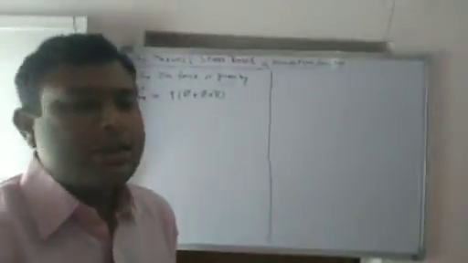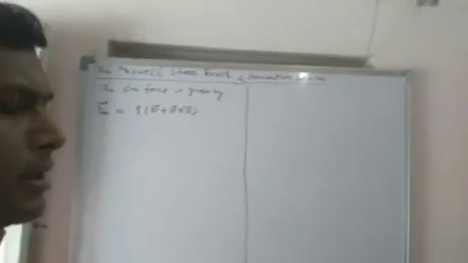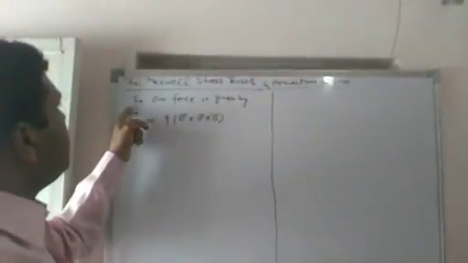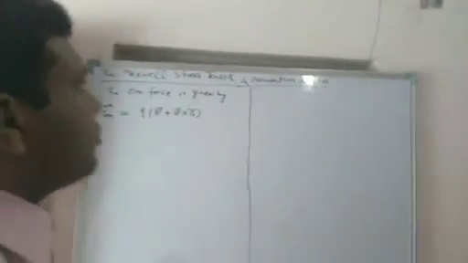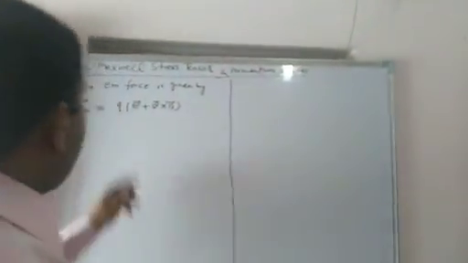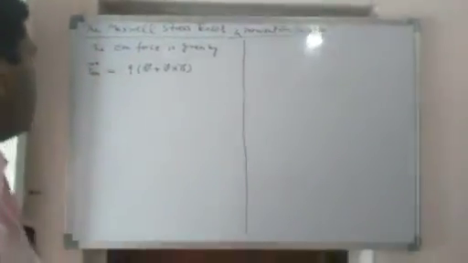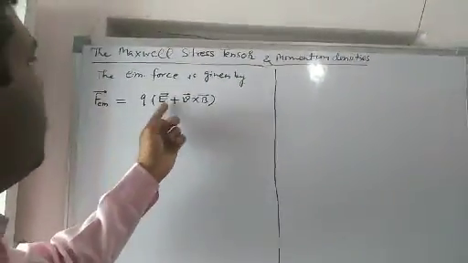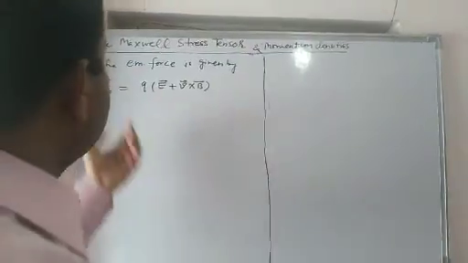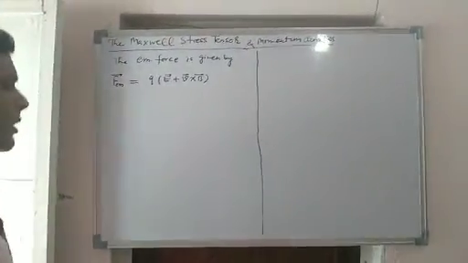Hello, so in this lecture we are going to discuss the Maxwell stress tensor and the momentum density associated with it. So recall that the electromagnetic force for a charge Q moving with velocity V is given by Q times E plus V cross B.